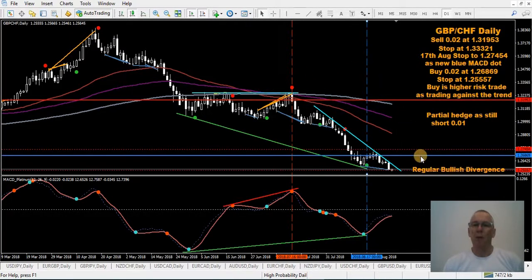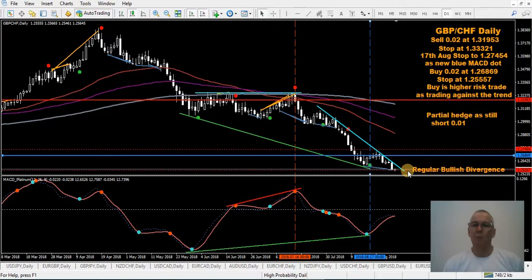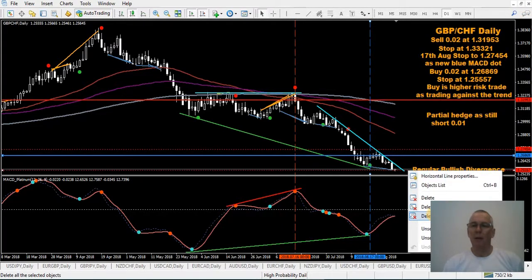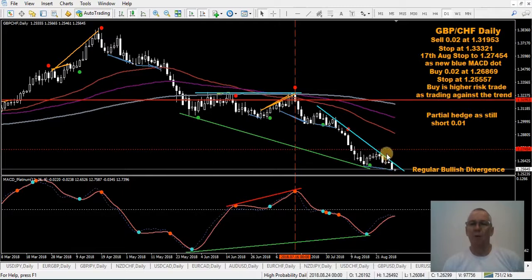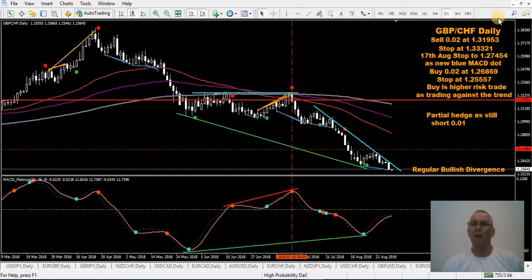But this buy trade is no longer in play, so we can delete all that. So the buy trade's gone. We're still in the sell trade, with the stop locking in profit, possibly looking for a re-entry. It's the pound Swiss.